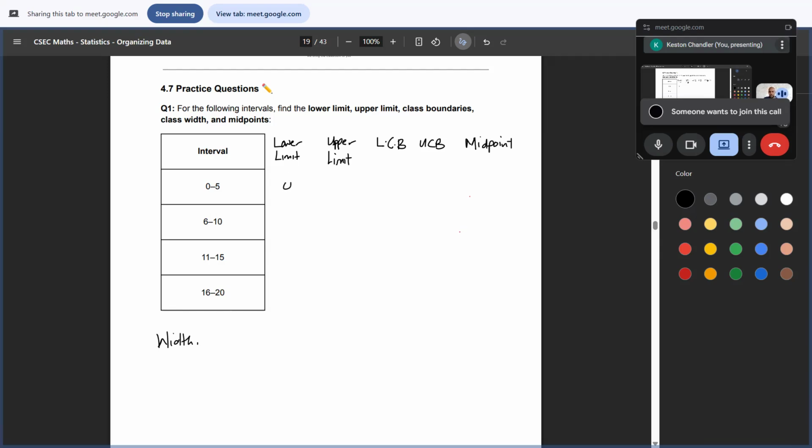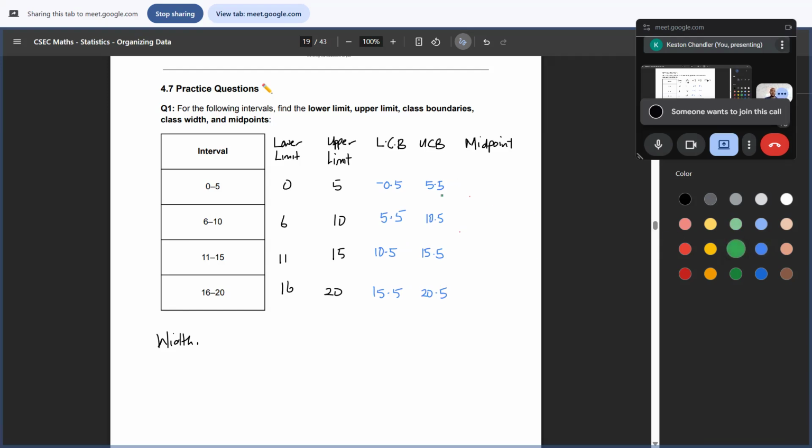All right, so lower limit here is 0, upper limit is 5. Lower limit here is 6, upper limit 10. Lower limit 11, upper limit 15. Lower limit 16, upper limit 20. When we're talking about boundaries, lower boundary here will be negative 0.5. Upper boundary here will be 5.5. Here will be 5.5, 10.5. Here will be 10.5. Here will be 15.5. Here will be 15.5. And here will be 20.5.